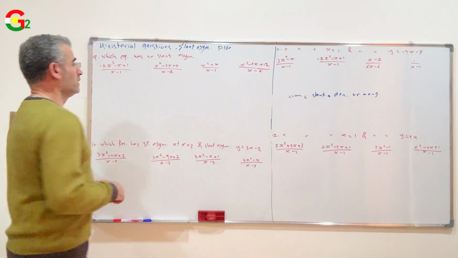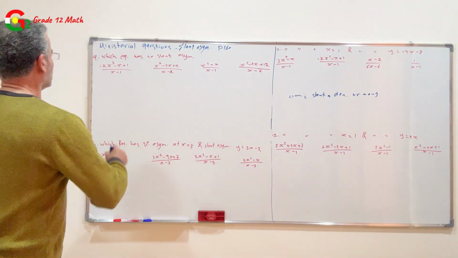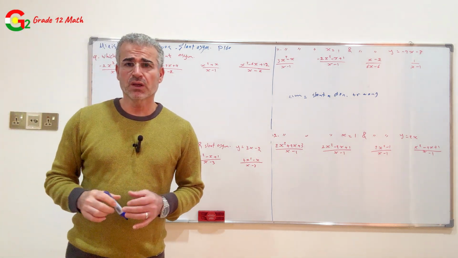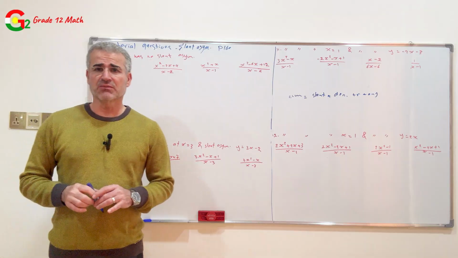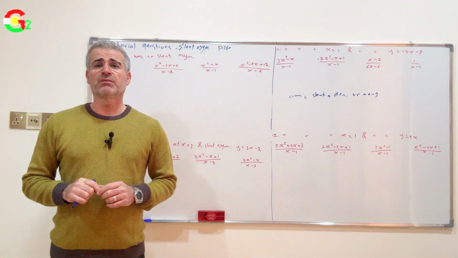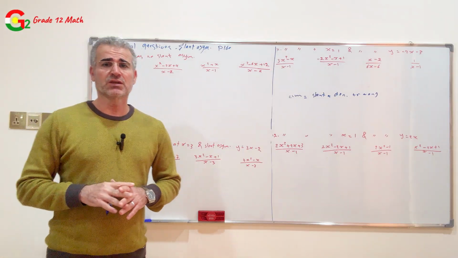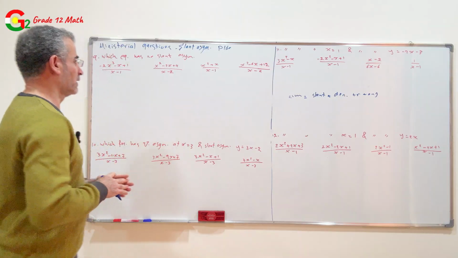Question number 9. Which equation has no slant asymptote? We know that we have two conditions for the function to have a slant asymptote. The first condition is that the degree of the numerator is 1 more than the degree of the denominator. The second condition is that the numerator and denominator have no common factor.